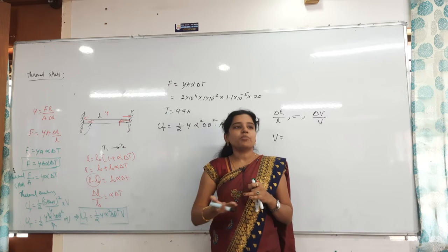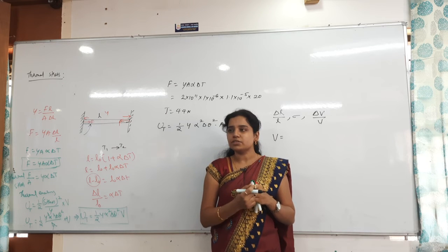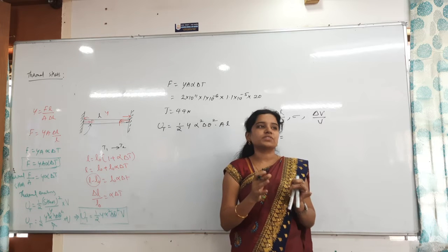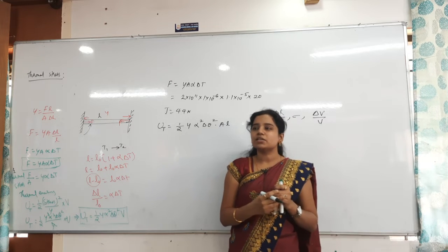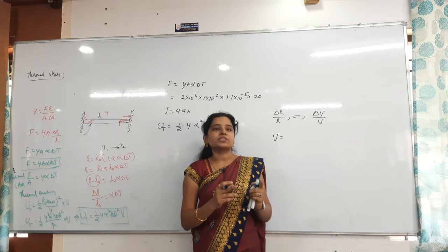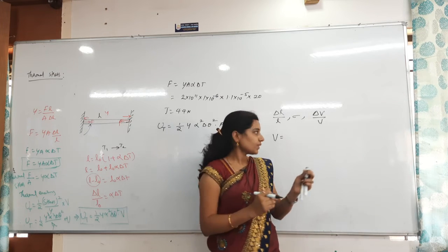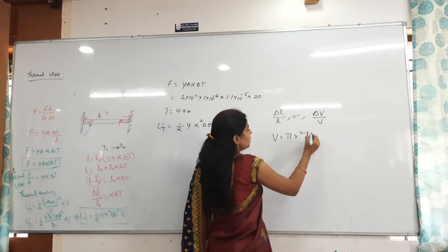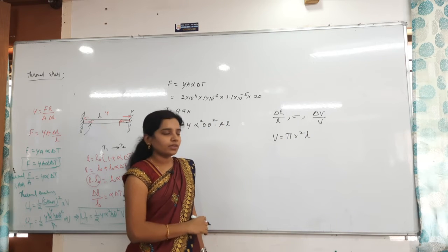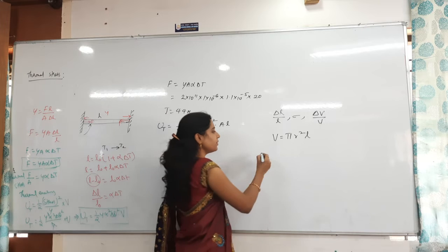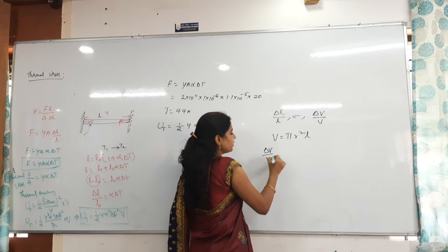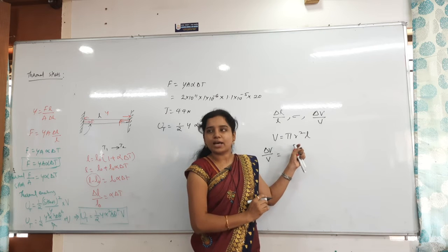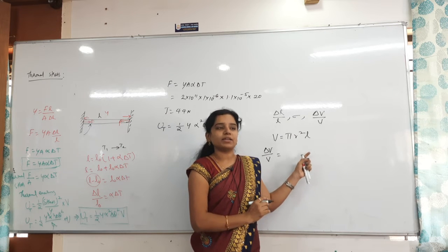Next one is the bottom surface, the circular surface. What is the area of that? Pi r square. So that is about the areas of cylinders, and the volume of the cylinder is pi r square into H. So here volume is pi r square into length of the cylinder, L. Now you have to find out delta V by V, which is 2 into delta R by R plus delta L by L.